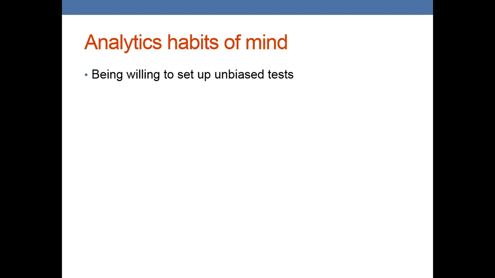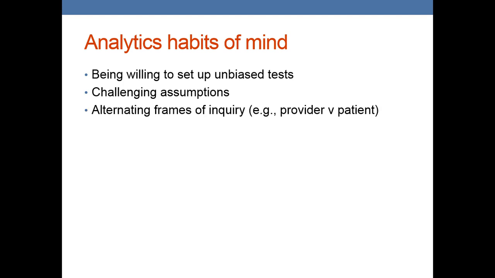So the first one is just being willing to set up unbiased tests, to be able to know that everybody in the room has a bias, and how do you set up a test to manage that bias. You can't get rid of it, but you just need to be aware of it and figure out how you're going to manage it through the analytic process. Challenging assumptions, that goes with the biases. Sometimes they're very biased assumptions. Sometimes they're just assumptions because we don't know enough.